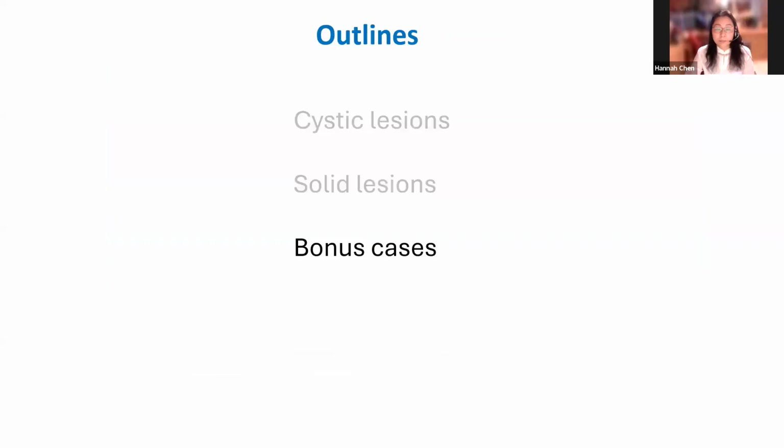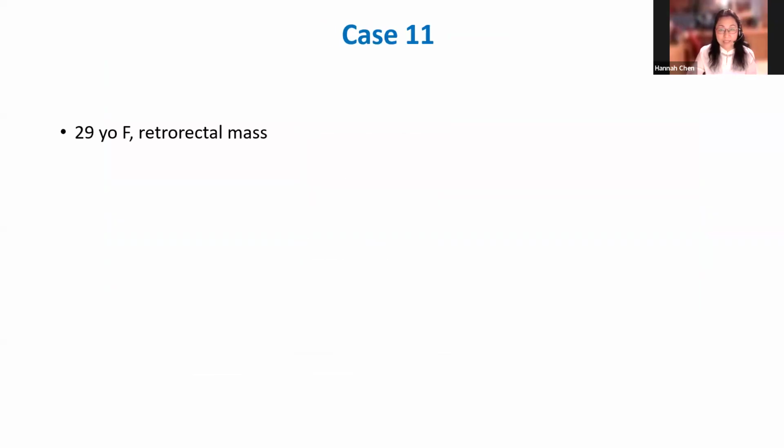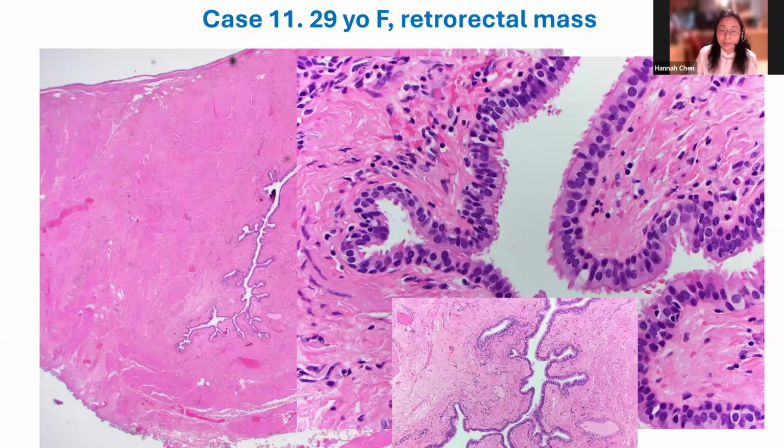So let me do the bonus cases. It's a 29-year-old female with a rectal mass. So this is basically the main lesion. With this morphology, we think you may have the diagnosis of tailgut cyst.